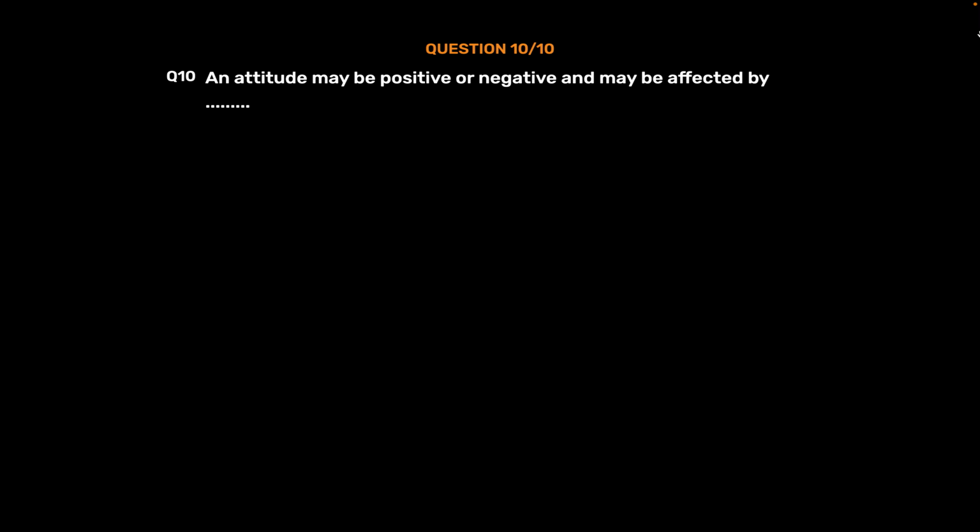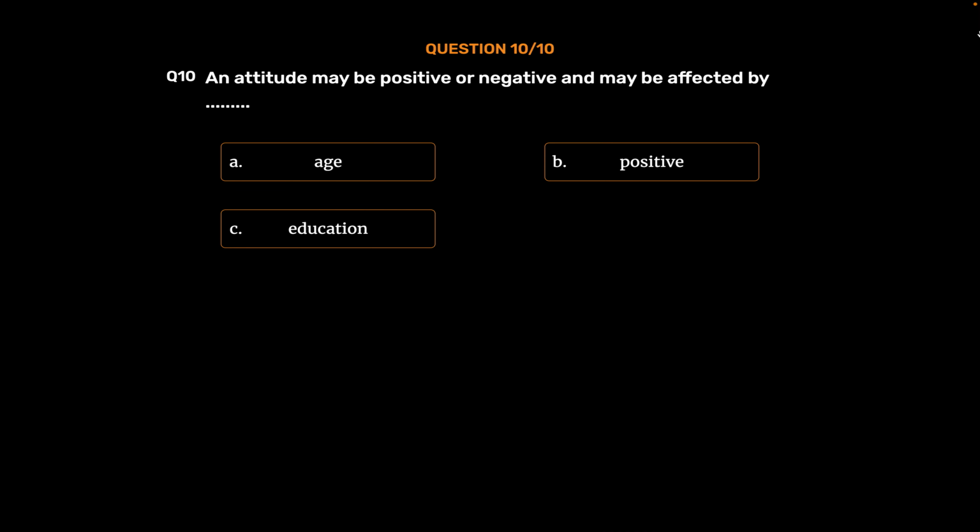Question number 10. An attitude may be positive or negative and may be affected by Option A, age. Option B, positive. Option C, education. Option D, all of these. The correct answer is Option D, all of these.